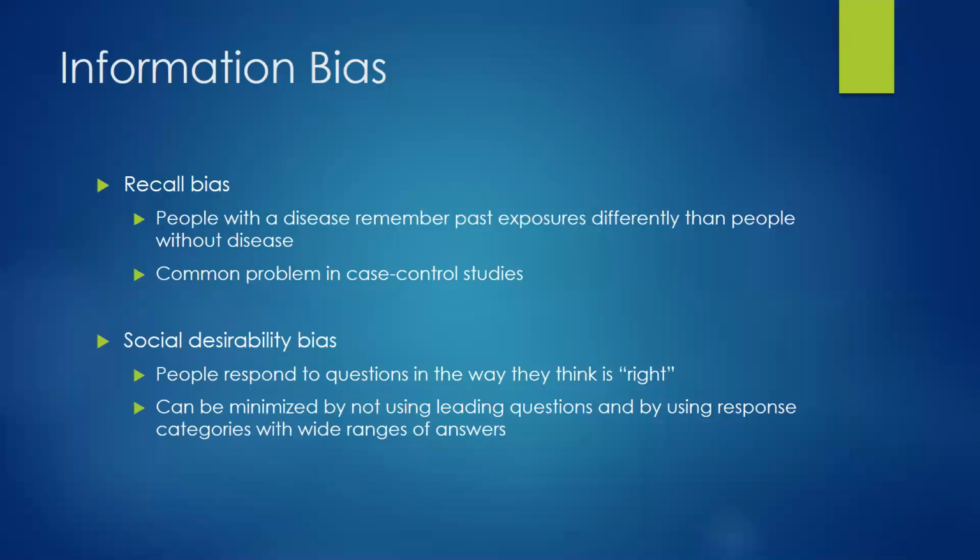Another type of bias is what we call information bias, and there are lots of ways that this can happen. I have two common examples here. One is recall bias, and that happens when people who have a disease remember their past exposures differently than people who don't have it. We'll talk more about study designs later, but in case control studies, when we sample people with and without a disease and ask them about their past exposures, we often worry about recall bias.